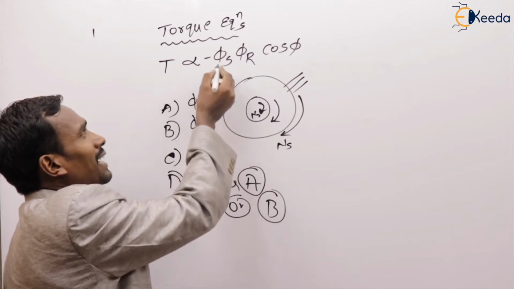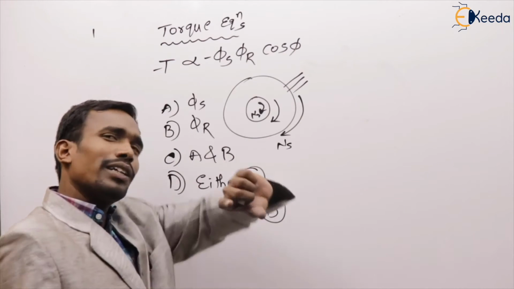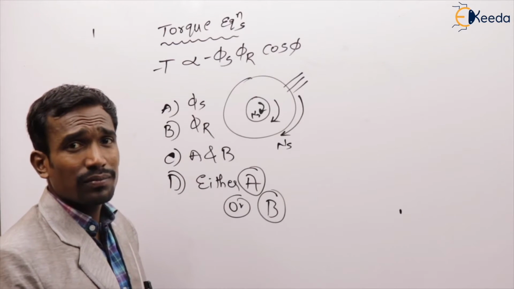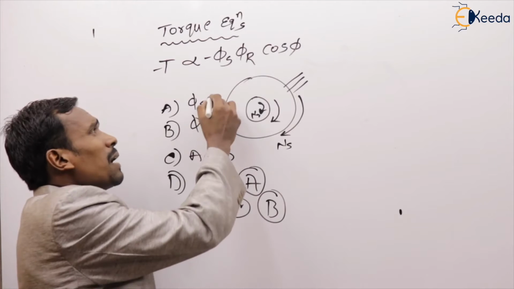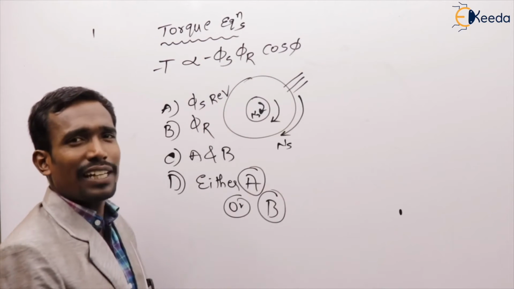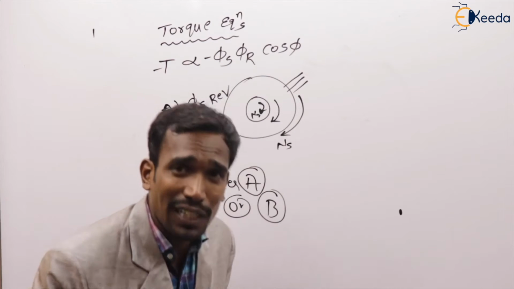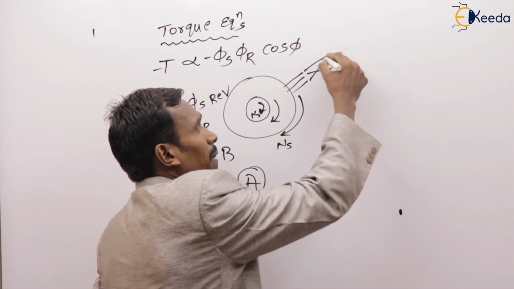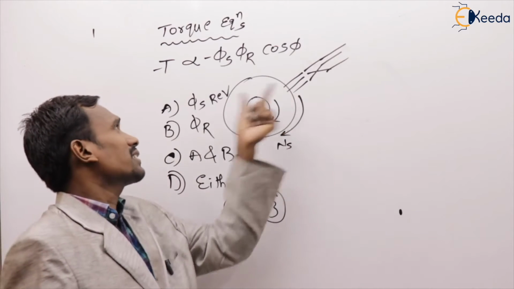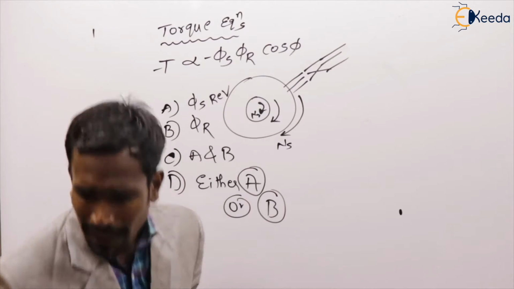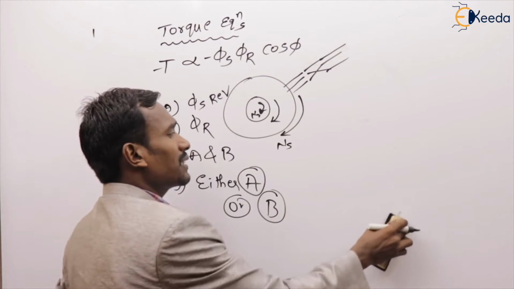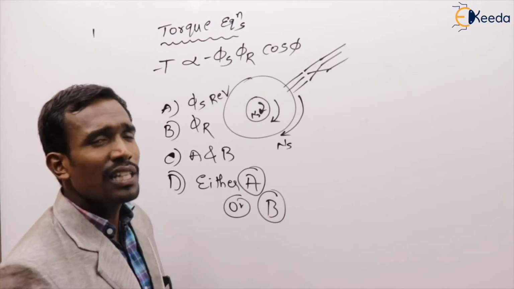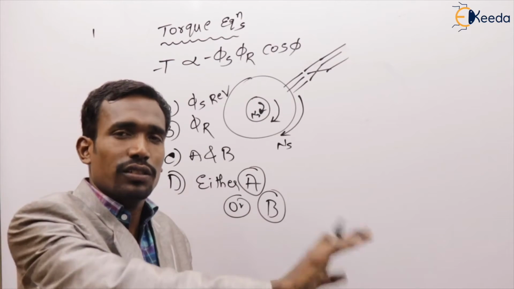If this is minus, the torque is also minus, then the rotor rotates in the reverse direction. So the first one is a correct answer. What is that? By reversing the stator flux direction. How can we reverse the stator flux direction? By reversing the phase sequence. If the stator flux direction is reversed, the torque is reversed, then the rotor rotates in the reverse direction.